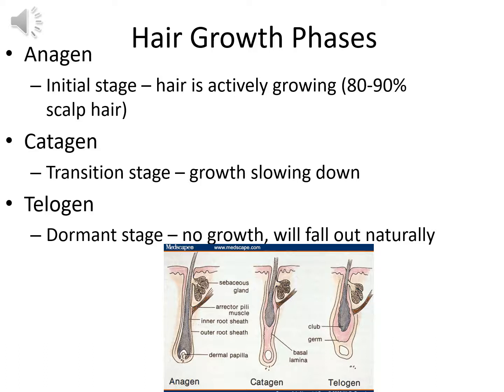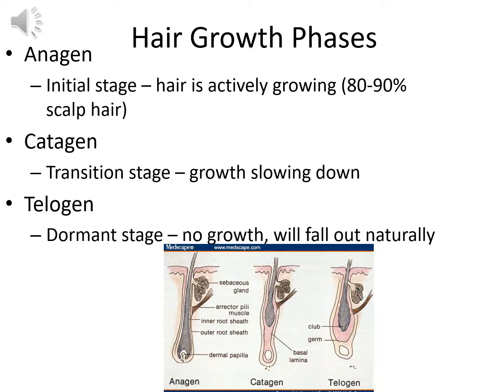Moving on to our transition stage, catagen, we've got the growth slowing down, so there's a relatively smaller percentage of hair in this, and it's not a very long stage, whereas anagen can last for years, catagen's a couple of weeks usually. And then finally, telogen is the dormant stage. The hair is no longer actively growing. It'll fall out on its own. Most of us lose around 50 or so hairs a day because it's in the telogen phase, and it's time for it to fall out.